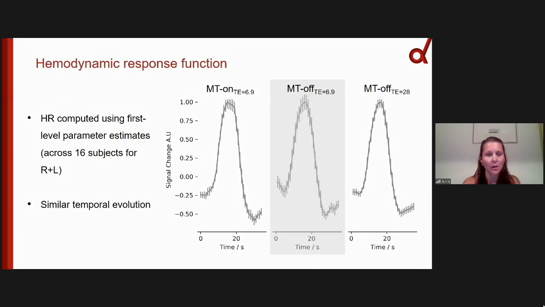To verify the hemodynamic convolution, we calculated HRFs using first-level analysis parameter estimates and found similar temporal evolution for MT on and MT off. We therefore concluded that we could use standard analysis methods for the evaluation of this experiment.